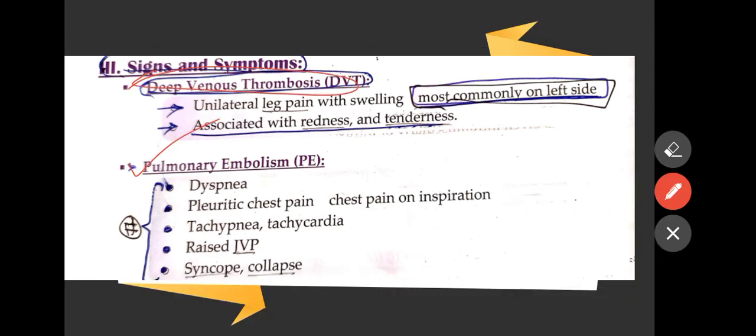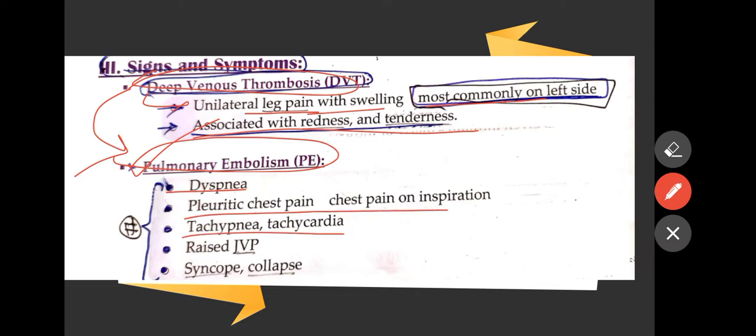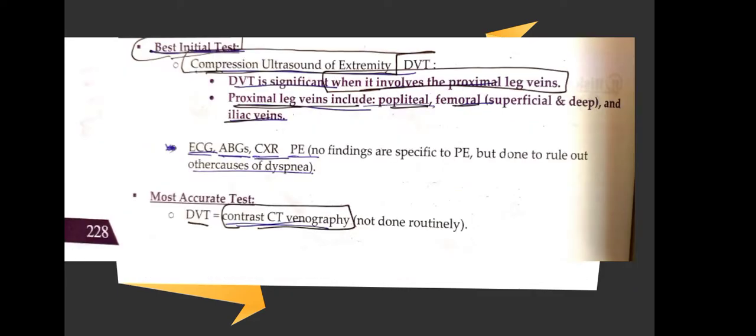Deep vein thrombosis presents with unilateral leg pain, swelling on the left side, associated with redness and tenderness. Then that thrombus dislodges into the lungs and develops into pulmonary embolism, which presents with dyspnea, pleuritic chest pain, tachycardia, raised JVP, syncope, and collapse of the patient because of decreased oxygen supply to the brain. In this way, the patient presents.